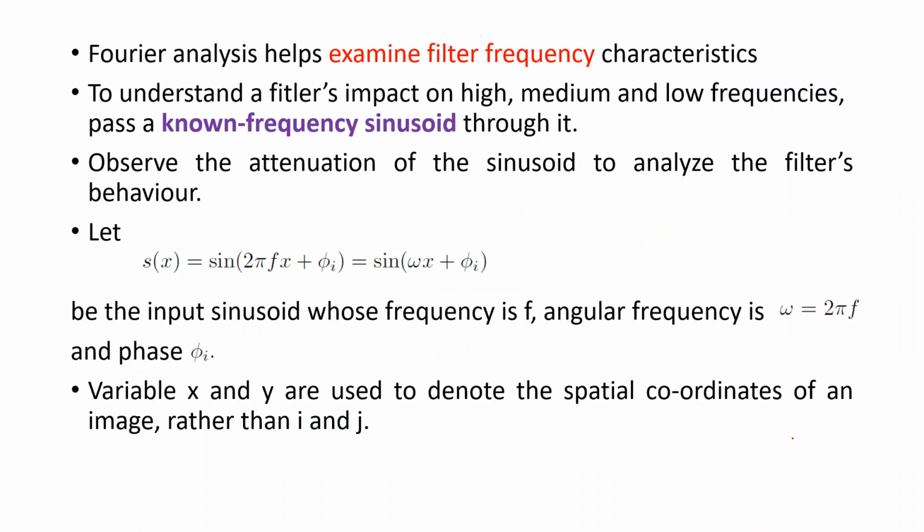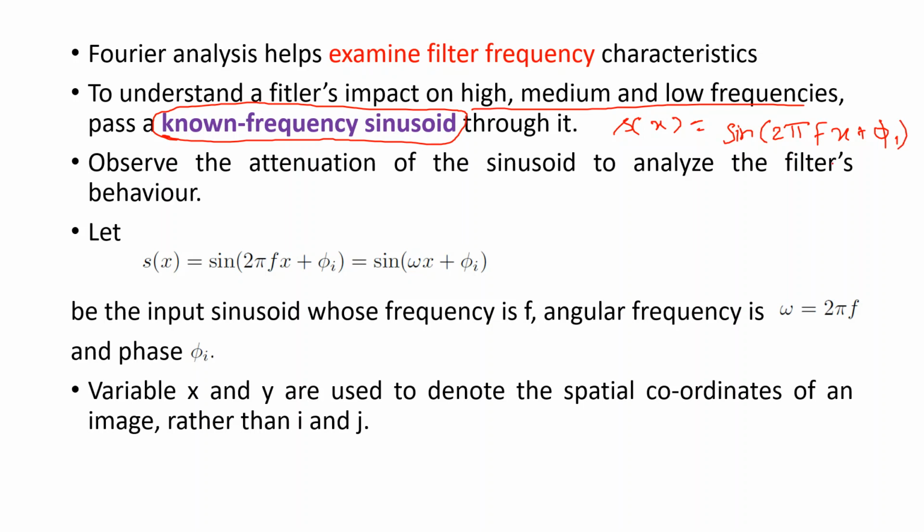Fourier analysis is used to examine the filter frequencies. We are going to apply a known frequency sinusoid to identify the impact of high, medium, and low frequencies on it. So I am going to consider S of x equal to sine of 2 pi f x plus psi, which is not mentioned here. This is the known frequency sinusoid.